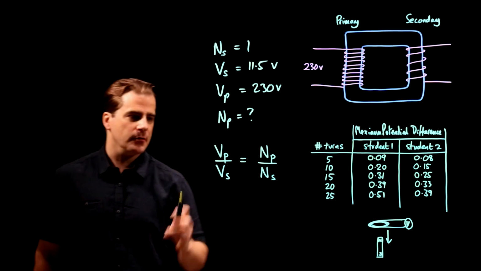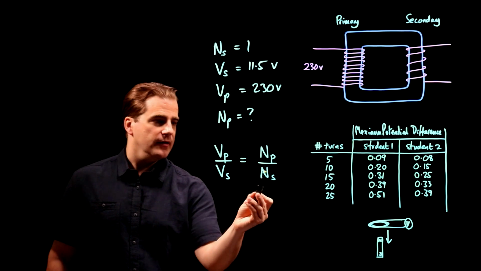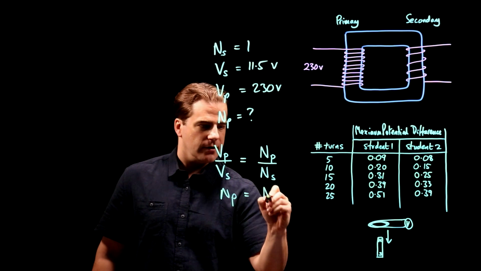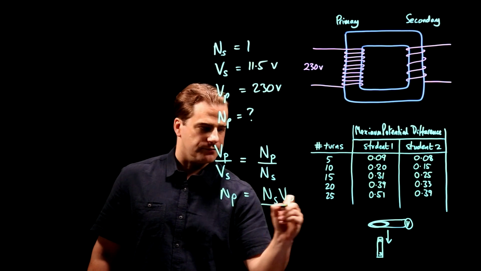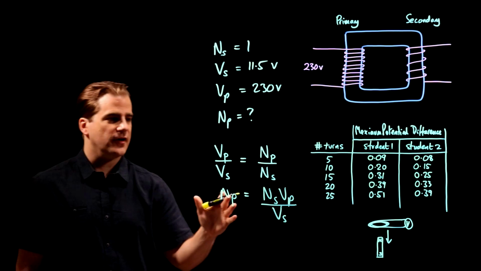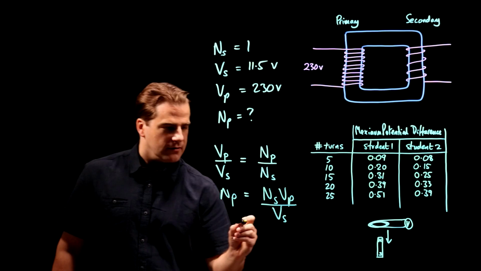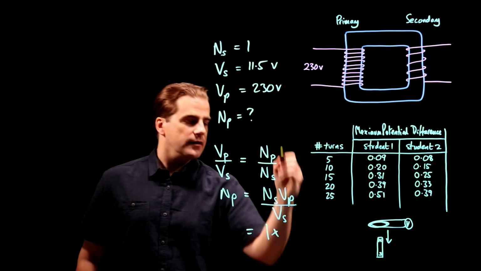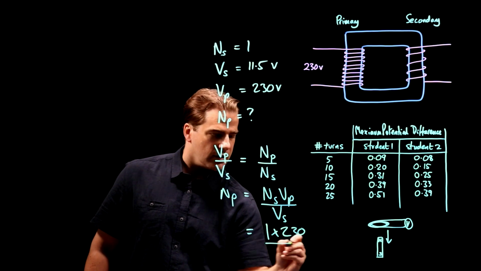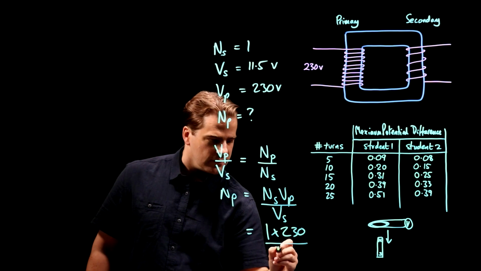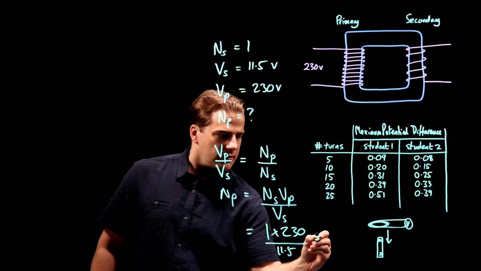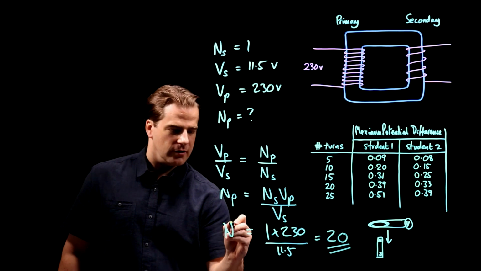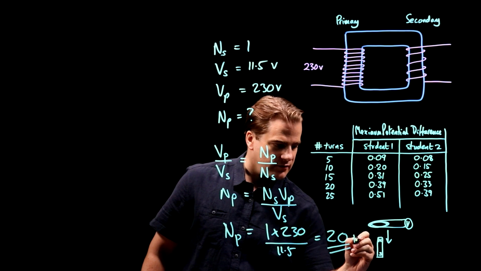Anyway, right, we want NP, so rearrange to make NP the subject. So bring NS up here. So NP is NS times VP over VS. Always rearrange first and then put the numbers in at the end. Okay, so rearrange, put the numbers in. NS is 1, VP is 230, and VS is 11.5. And that turns out to be 20. Number of turns in the primary coil is 20 turns.